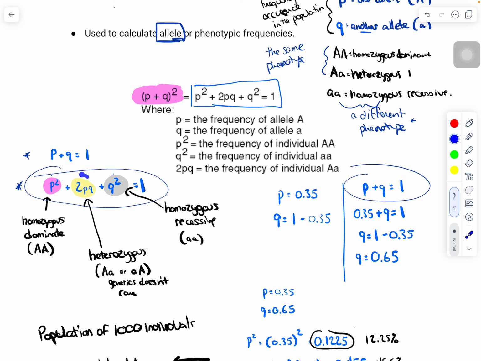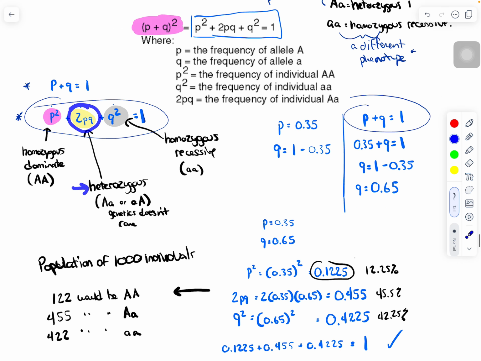Now, this one is the frequency of the heterozygous, right? And the math idea behind it is big A, little a could equal that, or it could be little a, big A in that order. Genetics don't care, okay? Either one's fine. That's where that 2 in the front comes from.